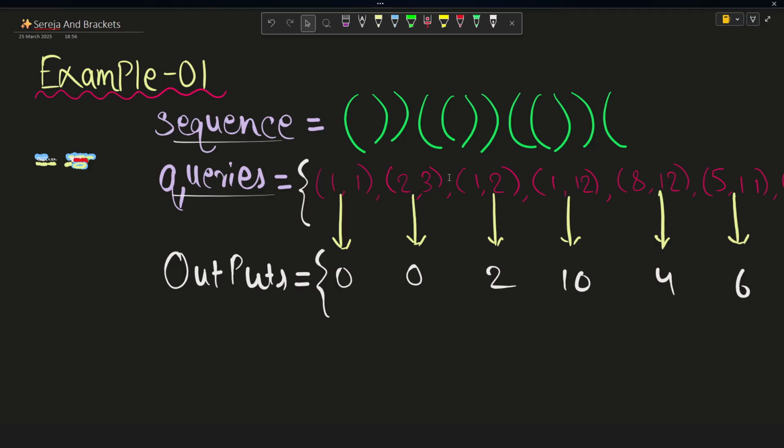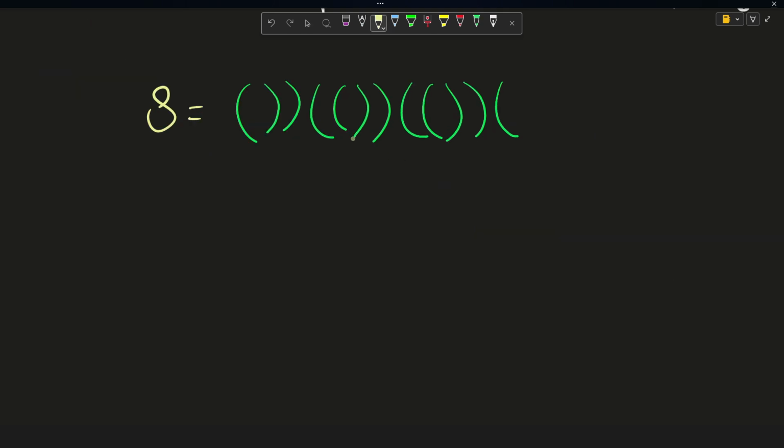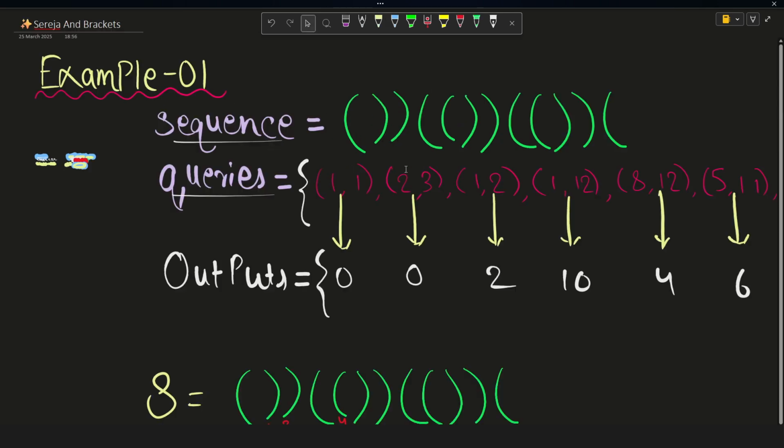So now if I try to explain the original example, then let us start. So this is the given sequence or the string, right? Let me mark the indexes of these brackets here. Now I have marked the indexes for this example, and now let us start performing our queries.